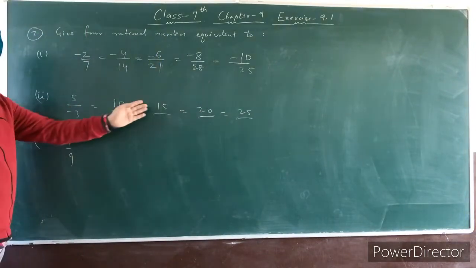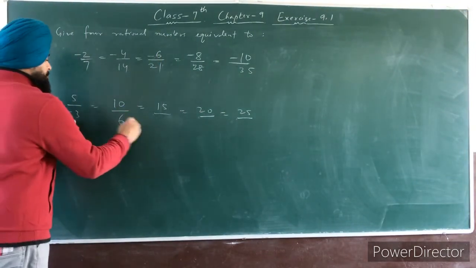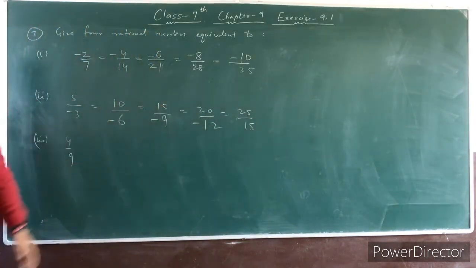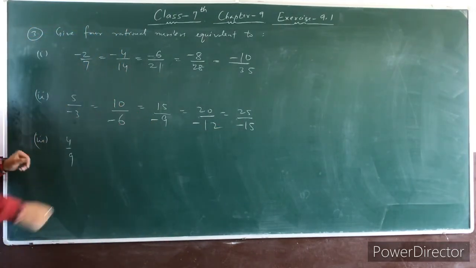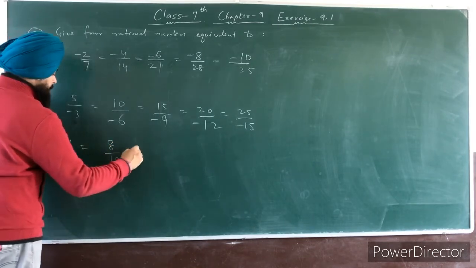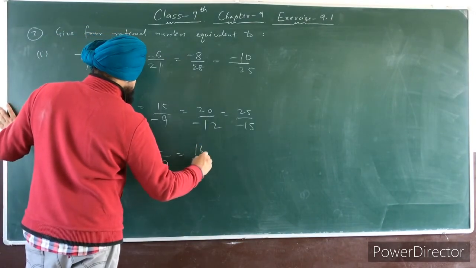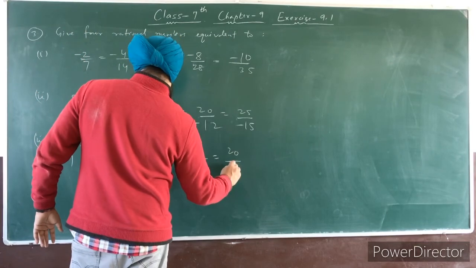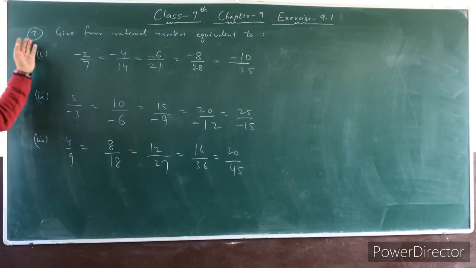In the numerator, write the multiples of 5, and in the denominator, write the multiples of 3. And put the negative sign. The last, third part is 4 by 9, and its equivalent fractions are 8 by 18, 12 by 27, 16 by 36 and 20 by 45. Okay students, so this is your question number 3.